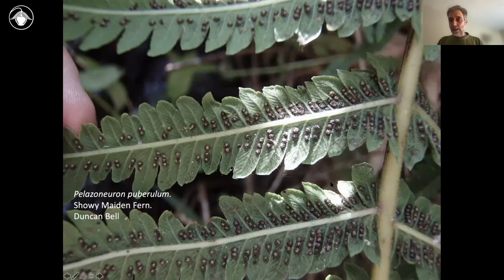Again, I want to emphasize that pinnate-pinnatifid. So this leaf is pinnate to make this leaflet, and the leaflet itself is divided substantially, but not all the way. So it's pinnatifid. Look, also, you see all those little hairs. This is a classic Thelypteridaceae, the marsh fern family.